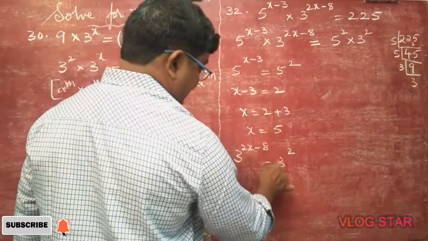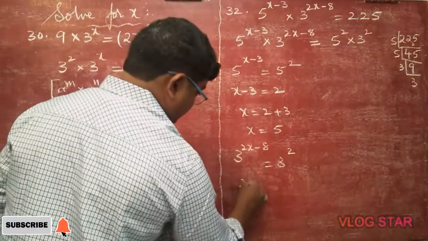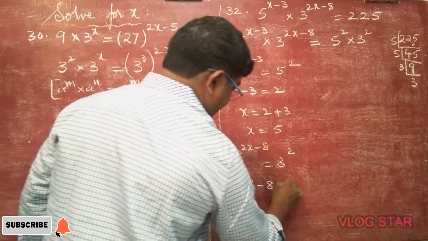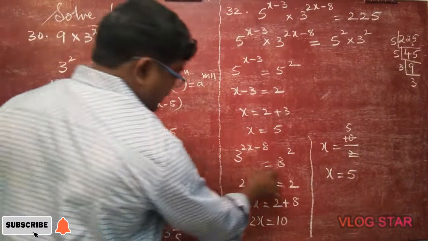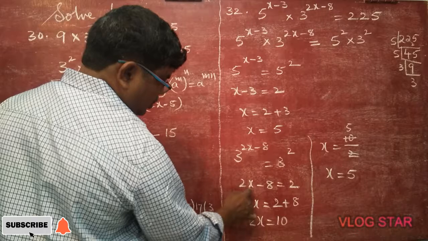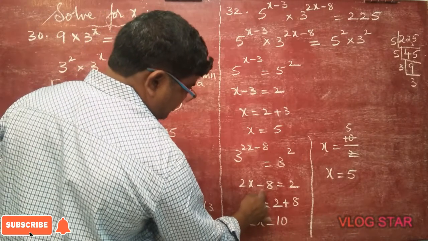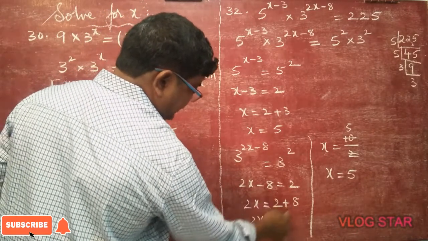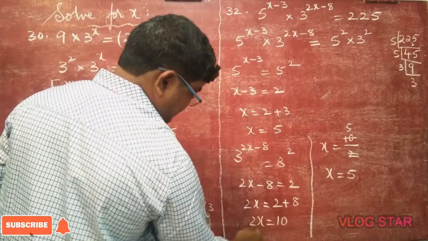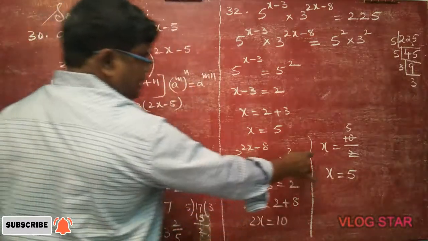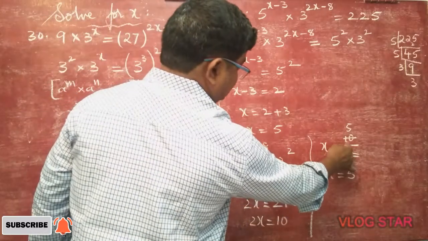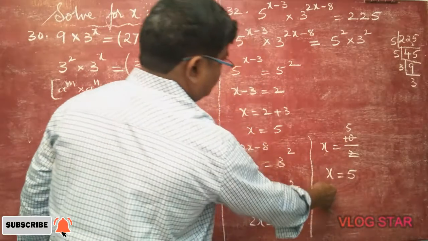Here also, when bases are equal, powers must be equal. So 2x minus 8 is equal to 2. 2x is equal to minus 8 going from left to right, so 2 plus 8. 2x is equal to 10. x is equal to 10 by 2. 2 goes in 10 5 times. So x is equal to 5.